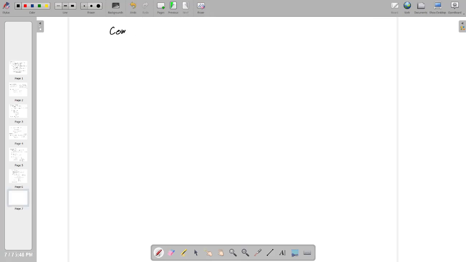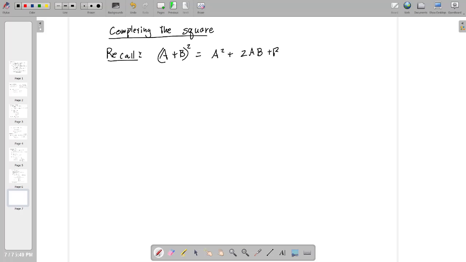Okay, the next thing that I want to talk about is completing the square. This is a very important topic. Recall, (a + b) squared is equal to a squared plus 2ab plus b squared.